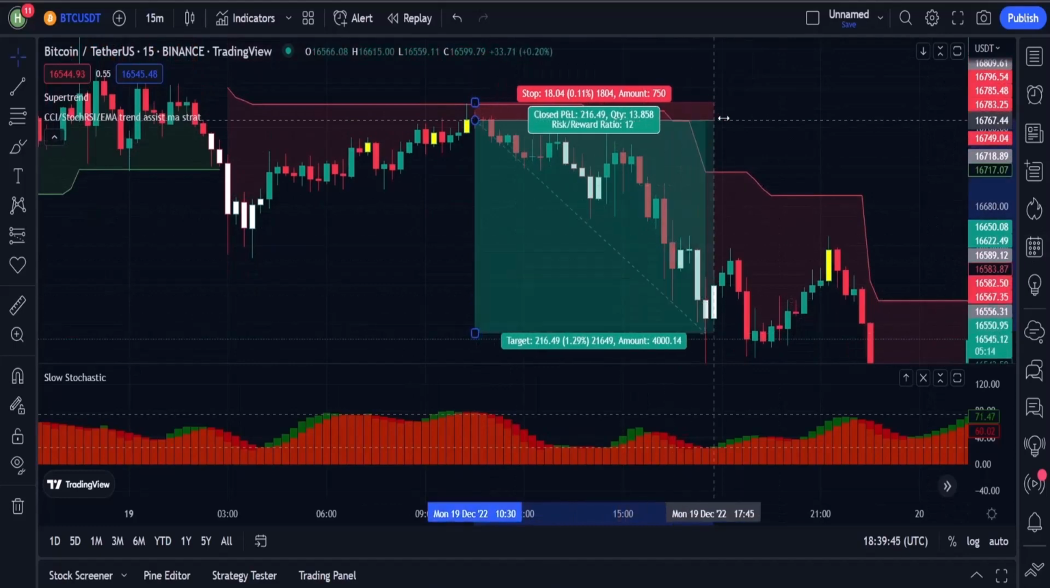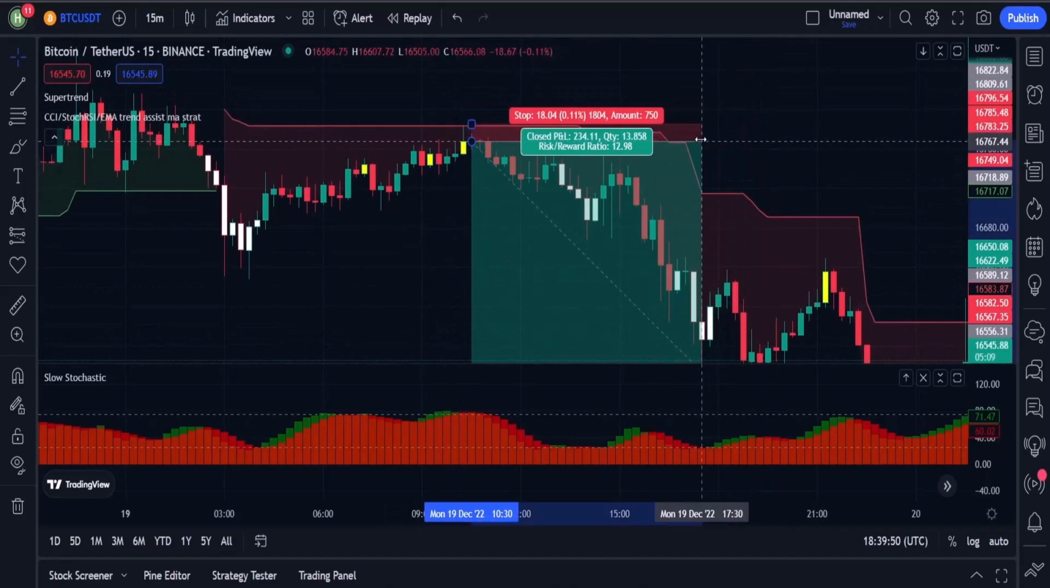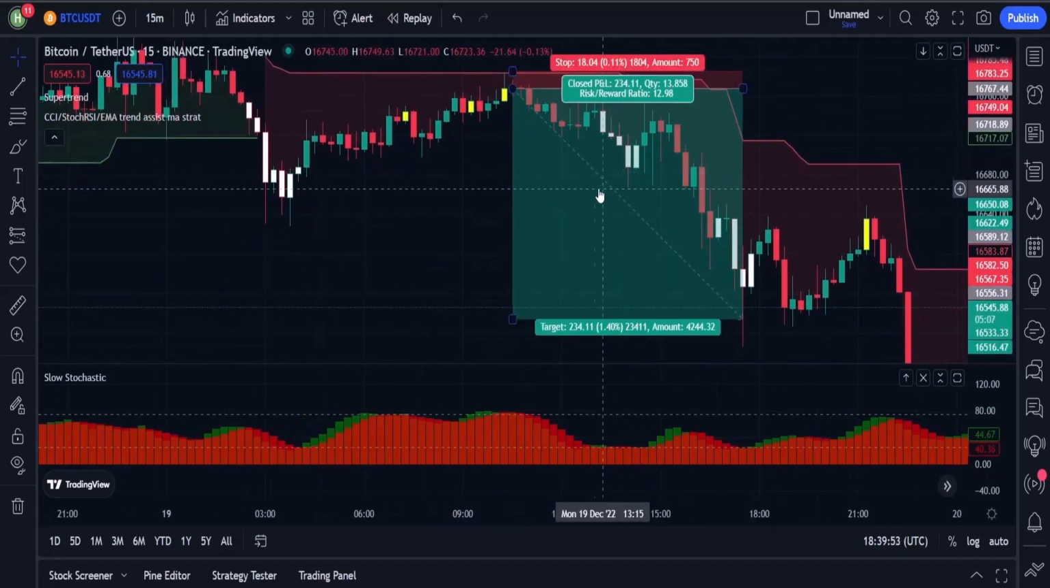So basically that's the gist of this strategy. Make sure to backtest it yourself to understand the true potential of this strategy. I hope you understood the strategy well.